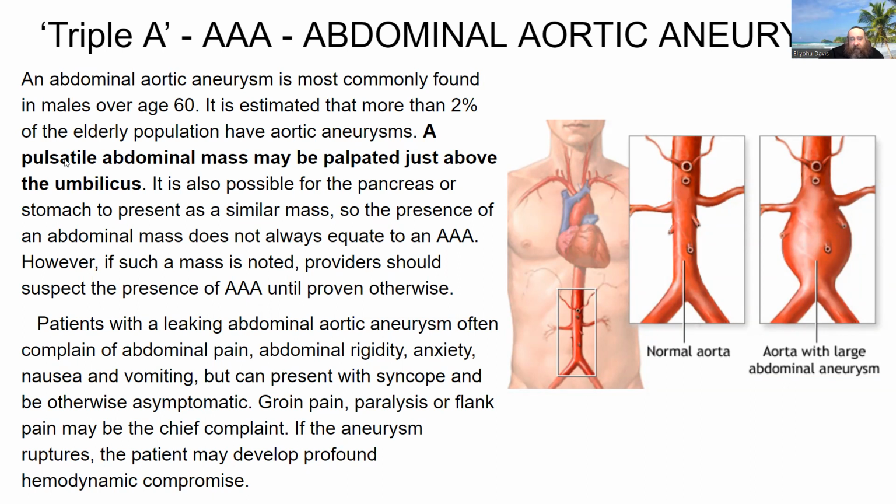Look, a pulsatile abdominal mass may be palpated just above the umbilicus. You see, I thought of all your questions. It's all here. Is it possible for the pancreas or stomach to present a similar mass? So the presence of an abdominal mass does not always mean an AAA, but very often. However, if such a mass is noted, you should suspect the presence of AAA until proven otherwise. So yes, you've got to examine your patients.